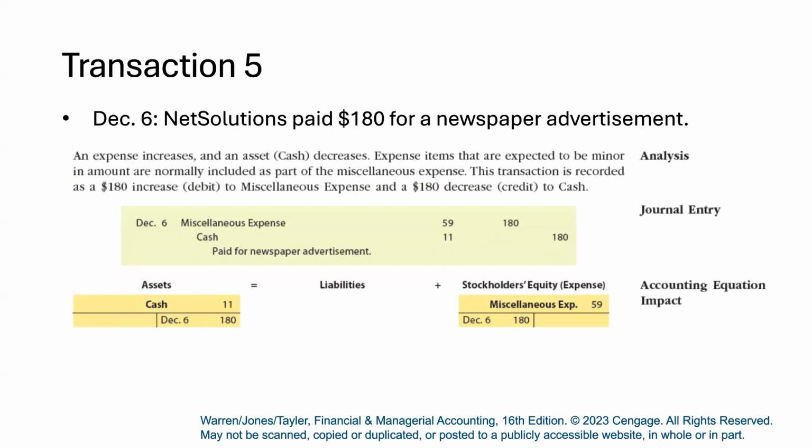Paid $180 for newspaper advertisement. We're going to call that a miscellaneous expense. Some businesses would call it an advertising expense. Just depends on where you're working. So we'll debit the expense, credit the cash, and then we'll show the credit to the cash, the debit to the expense.